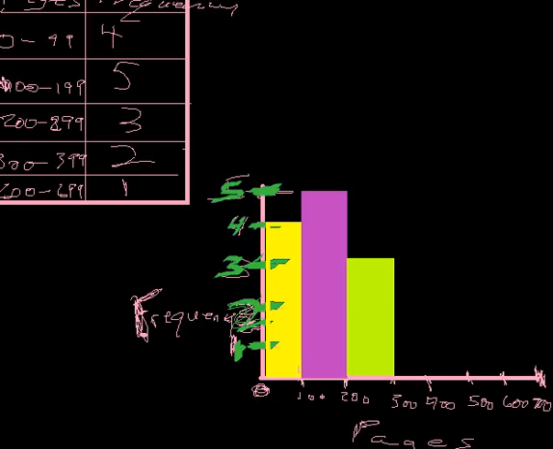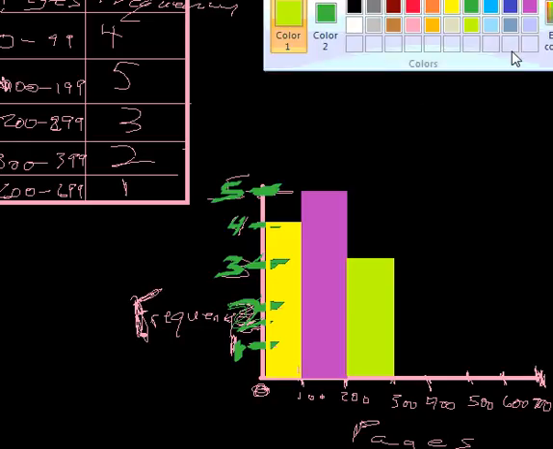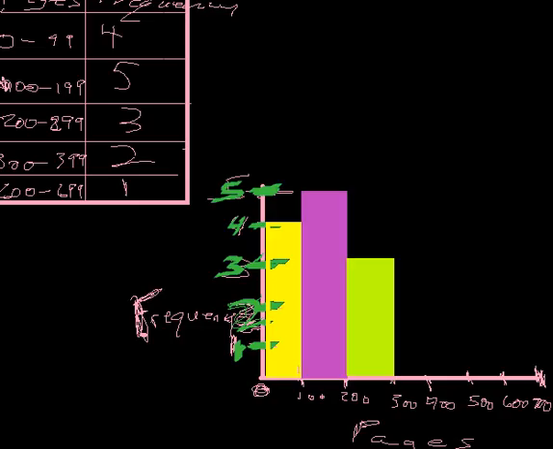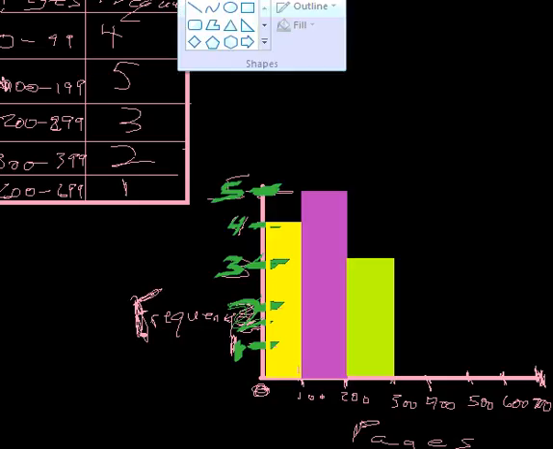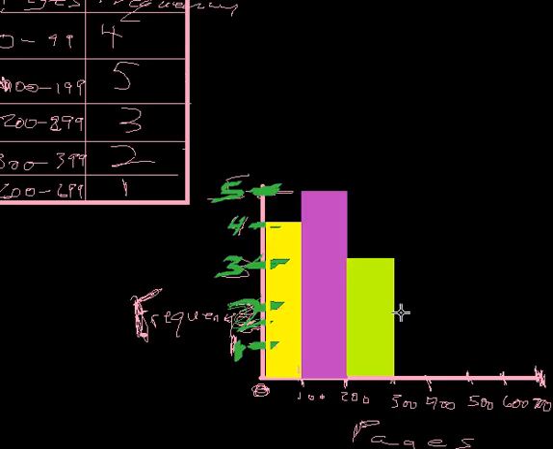Hey, Siobhan, what should my next color be? Blue. Okay, girl, I'll do that. And now, I think that's a triangle, so we do the square. And how many did I have from 300 to 400? Yeah, I had 2. So between 300 and 400, I had 2.